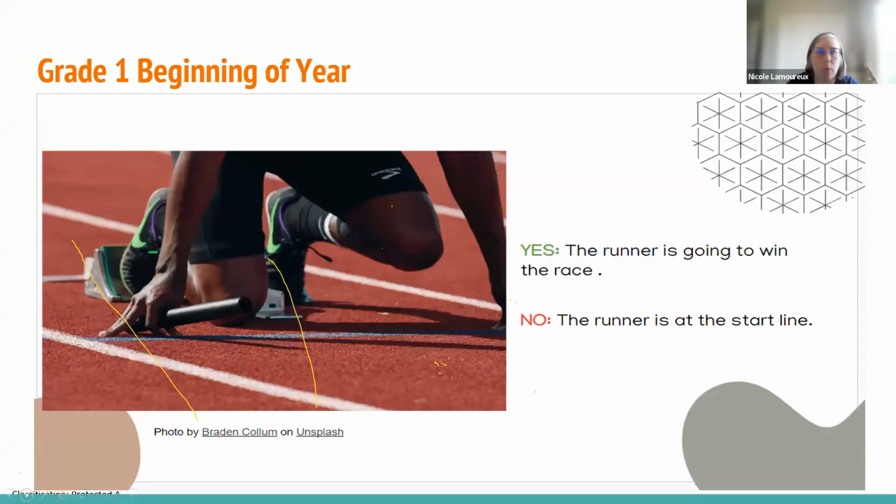And the first one is grade 1. So this might be something you could do. Of course, predictions are going to be all year, but you could be introducing it this way. And I think this is a really nice way of getting them to think. The yes statement is the runner is going to win the race. And the no statement is the runner is at the start line. Okay, so grade 1 would probably have a series of things like this, right, Ted? Or is there anything you want to add to that?